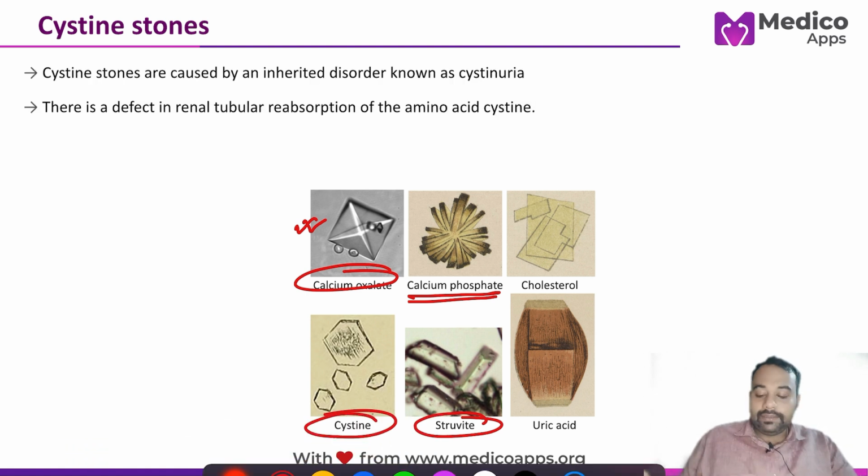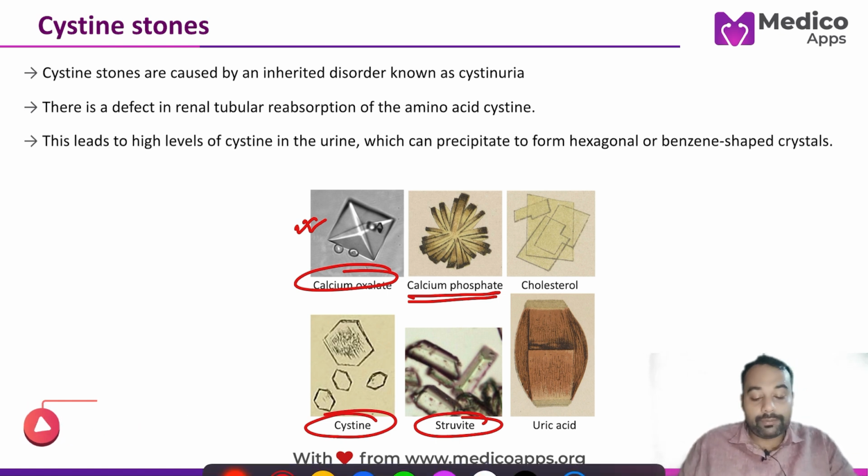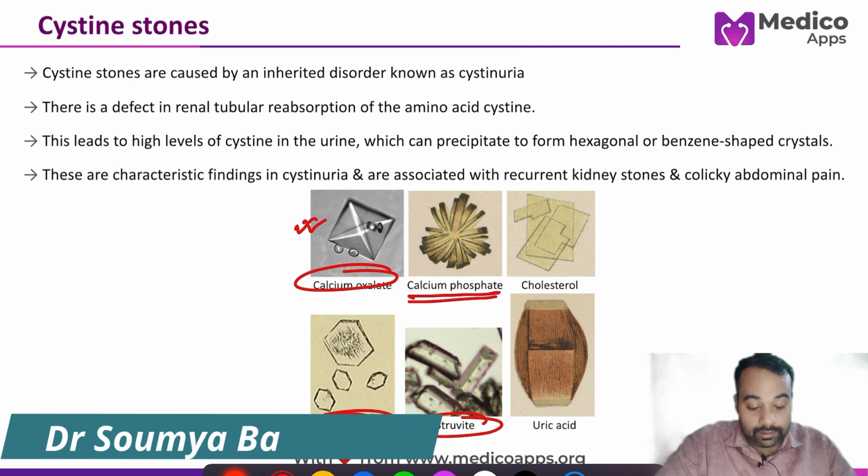So regarding the cystine stone, these are pretty rare, right? There is an inherited disorder known as cystinuria, where there is a defect in the tubular reabsorption of the amino acid cystine, where it can eventually form this kind of crystal.